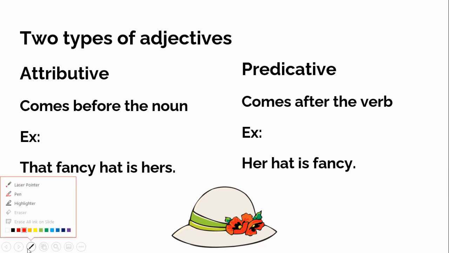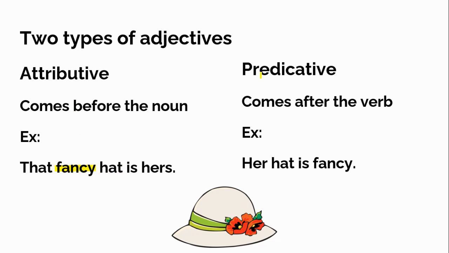First, we have an attributive adjective. An attributive adjective comes before the noun, as we can see in the example here. That fancy hat is hers. Fancy is our adjective. It is describing our noun, hat. As we can see in this example, this attributive adjective is coming before the noun, hat.